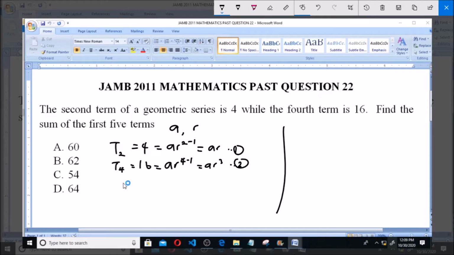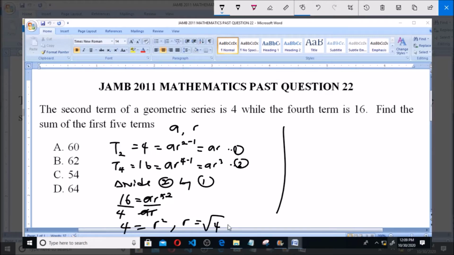Now let's divide equation 2 by equation 1. So we're having what? 16 is equal to AR raised to the power of 3 all over 4, which is equal to AR. Now 16 divided by 4 will give us what? 4 is equal to, now A we cancel A, and R here we cancel this R, leaving us with what? Remainder 2. So 4 is equal to what? R squared. Now from this we can say R is equal to the square root of 4, which is equal to 2. So the common ratio now is 2.